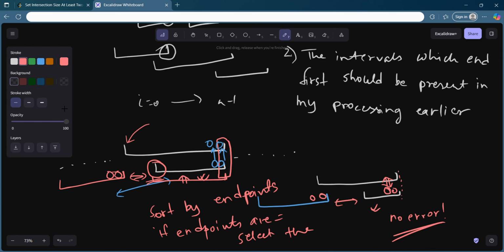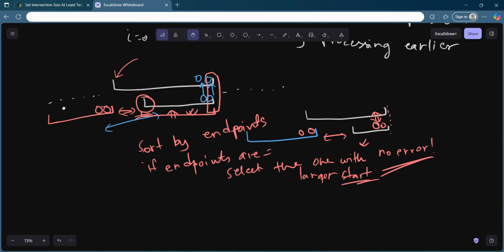Okay, but you cannot select when there is an overlapping with the previous set. You cannot directly select the last two elements, right? Which would not have been possible for this large set. So if endpoints are equal, then you select the one with the larger start point. I hope you do understand what I'm trying to say.